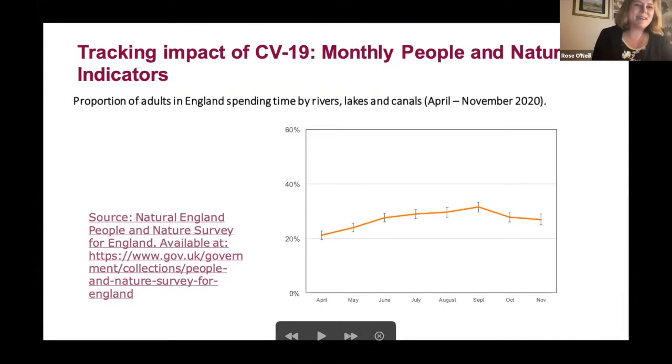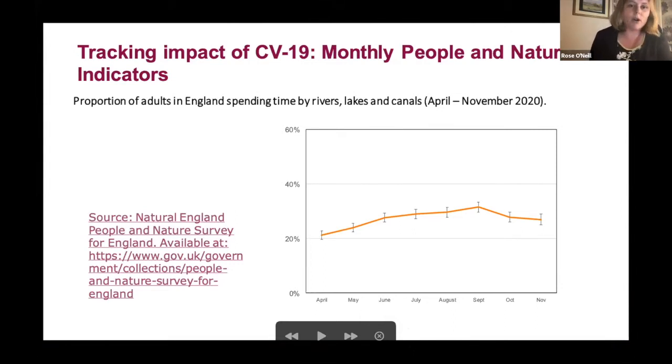Thank you. You'll be able to see here, this graph shows the proportion of adults in England who report spending time by rivers or lakes or canals in a month. And in November, just last year, during the last lockdown, something like a quarter of adults in England reported spending time by a river. And in some ways, this is quite surprising.